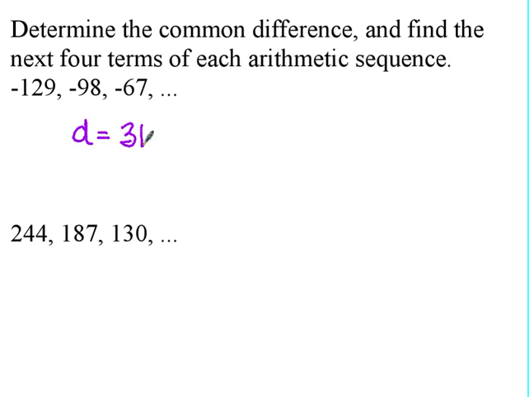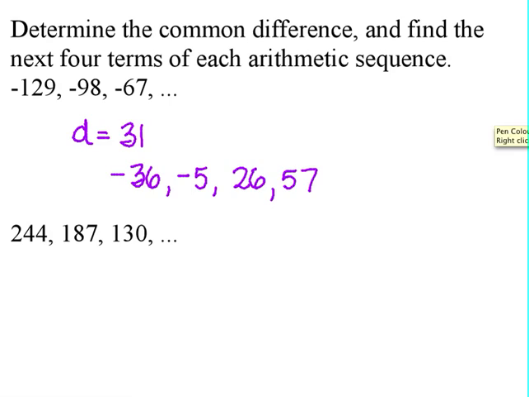So I'm going to take negative 67 plus 31, and I get negative 36. Add 31, what do you get? Add 31, what do you get? There you go. Okay, let's look at the next one.